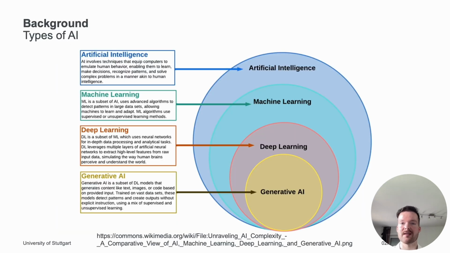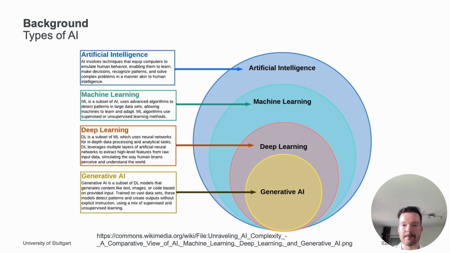Now, what do we mean when we talk about AI? AI involves techniques which allow machines to emulate human behavior, to learn, solve problems, and so on. So, in a traditional sense, even a light which turns on due to a motion sensor could be considered AI, which of course is not what most people mean by it nowadays.